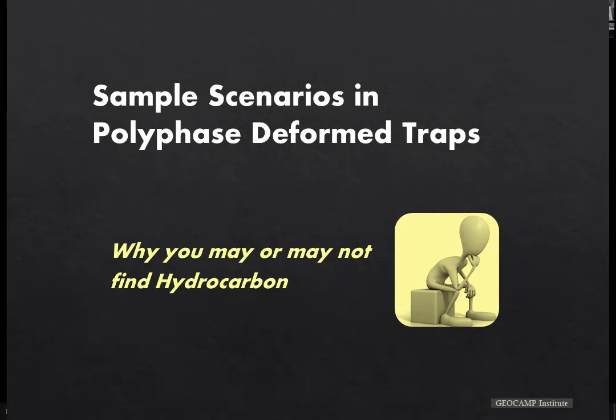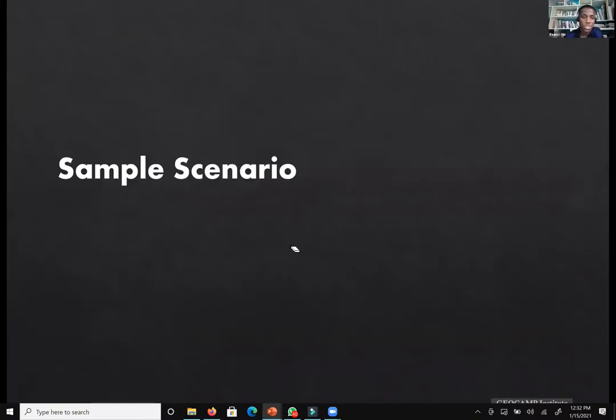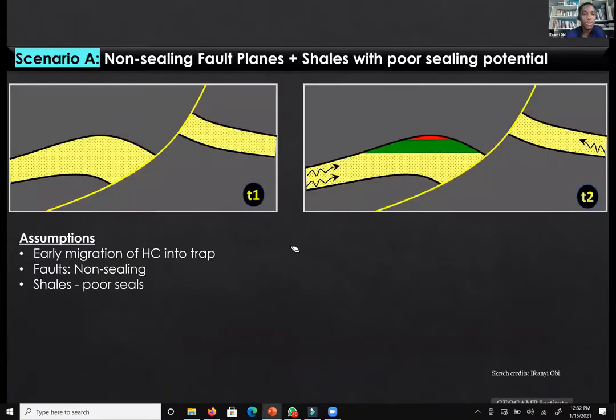So let's look at one or two scenarios. So let's say in scenario A, we have non-sealing fault planes and surrounding non-net materials, in this case shales, with poor sealing potential. So the assumption here is that we have an early migration of hydrocarbon into the trap, in that basin, in that area.